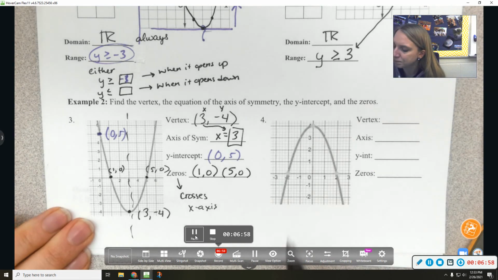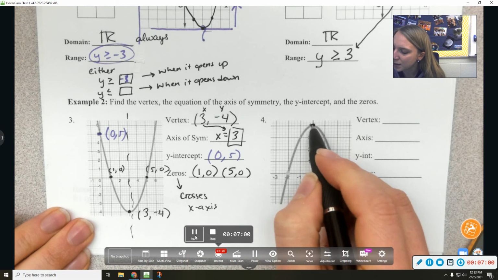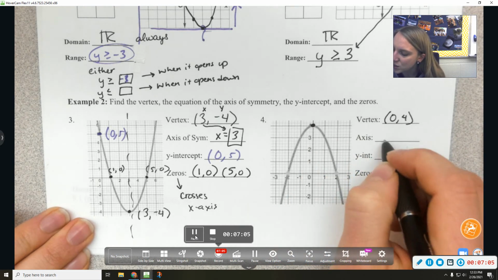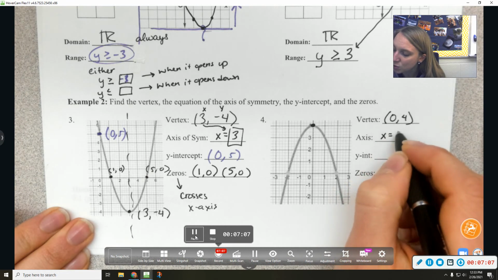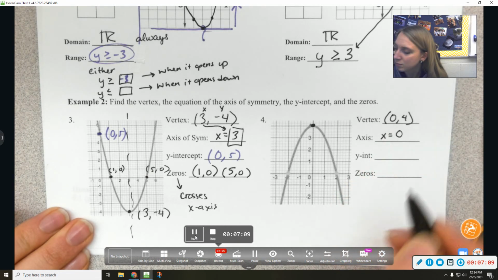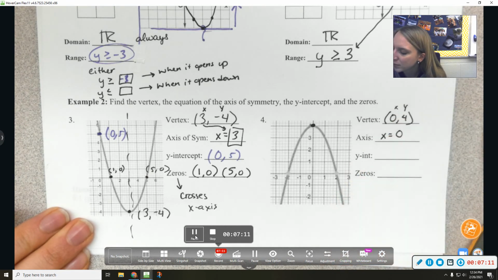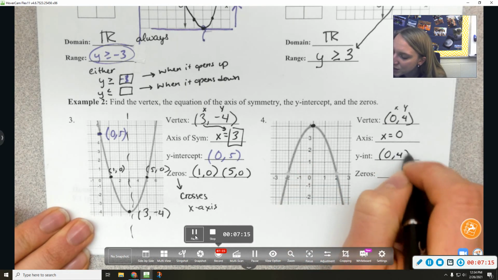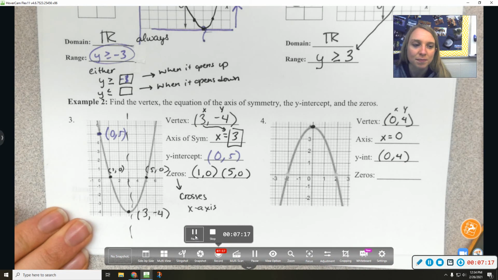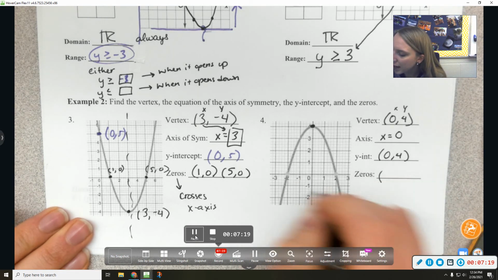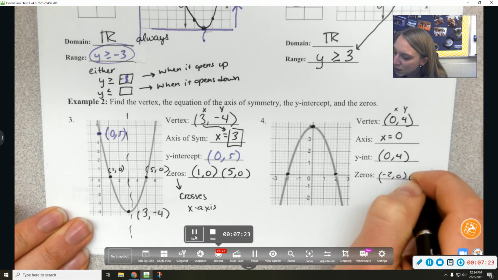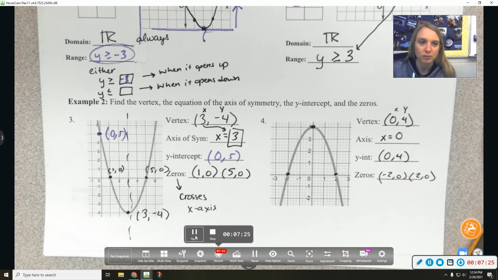This one, my vertex is here at the top. Looks like it's on 0, 4. Axis of symmetry is x equals, it's going to be a 0 that time. My y-intercept also happens to be the vertex. Interesting, that's a special case. The zeros are at -2 and 2, so -2, 0 and 2, 0. We're halfway there. Good job.